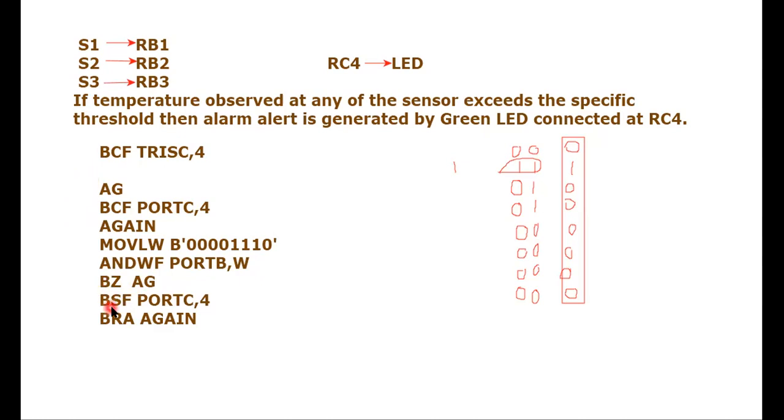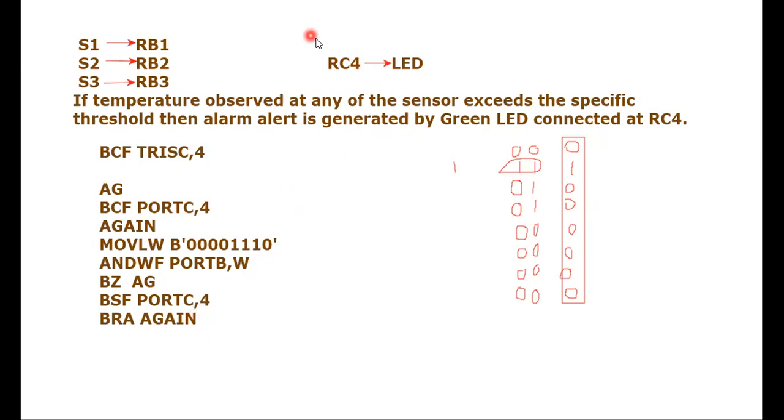And what is the next instruction? In the next instruction, we have BSF PORTC comma 4, which means we are sending one value to this LED, and the LED will turn on. Then we branch to AGAIN. Again means we come back to this position where we make another check. Let's say this LED was turned on, and somebody sitting in the monitoring department will check that sensor and take the necessary actions, and then this temperature alarm will be down.